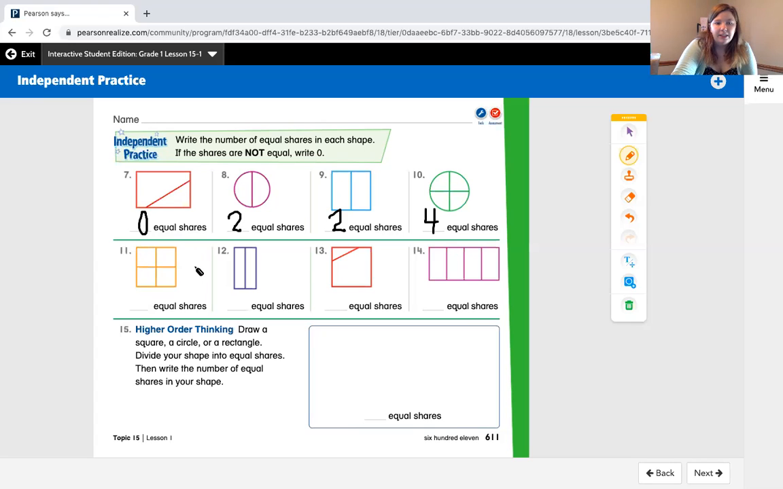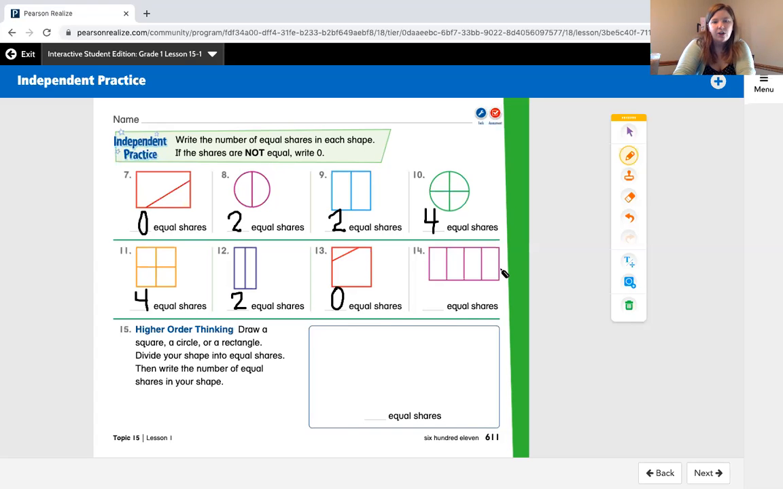All right, number 11. How many shares are there? There are 4 equal shares. Number 12. How many shares are there? 1, 2. Are the shares equal? Yes. So there are 2 equal shares. How many shares are there? 1, 2. Are they equal? No, this piece is bigger. So there are 0 equal shares.